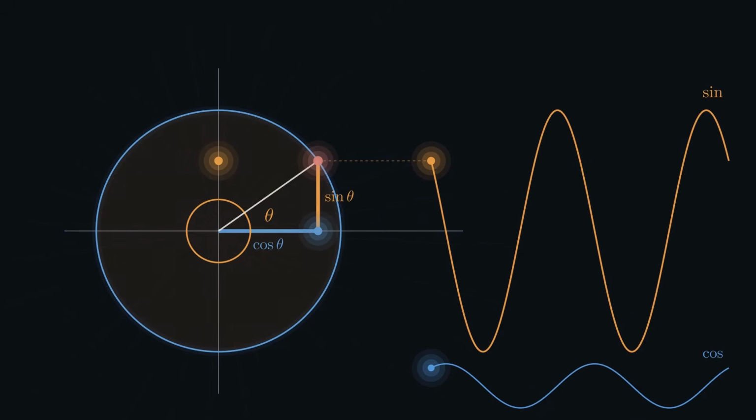So far our point started its life right on the circle. But usually rotation is messier than that. You've already got a point somewhere, call it x, y, and you want to spin it around the origin by an angle theta. Where does it land? This is where sine and cosine really earn their place.